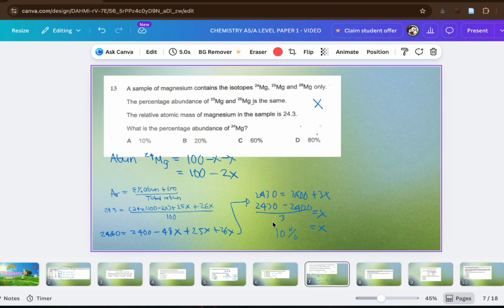Alrighty, found the x. Now we just gotta find the percentage of abundance. So if magnesium 25 is 10, magnesium 26 is 10. Magnesium 24 is 100 minus 2x, which is about 80%. Thus, the answer to this question.